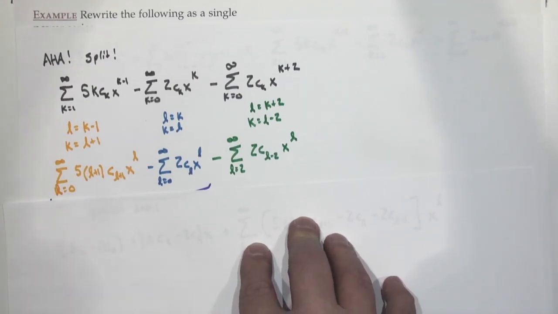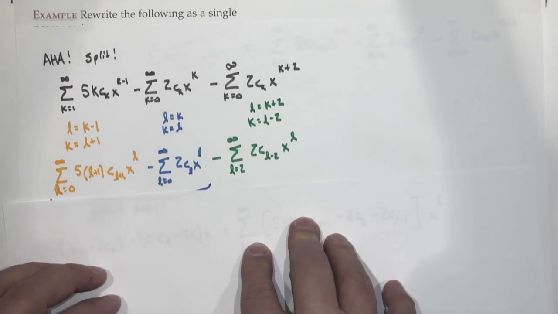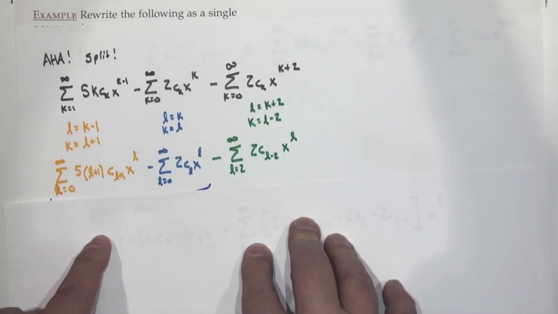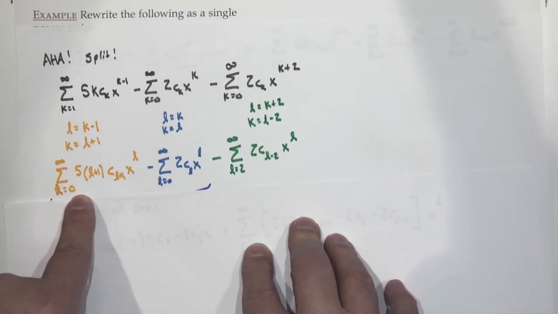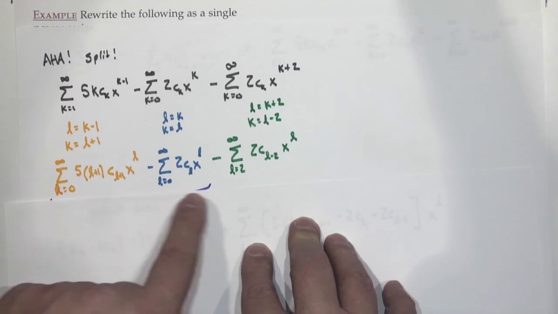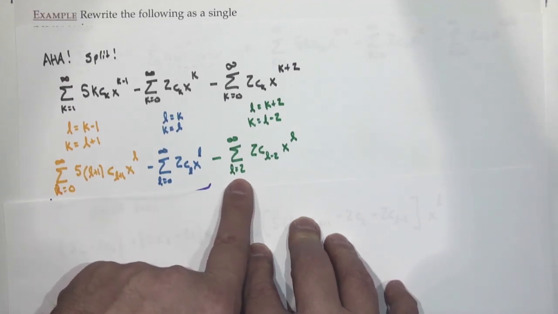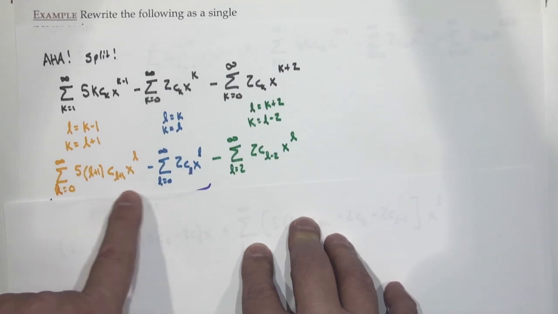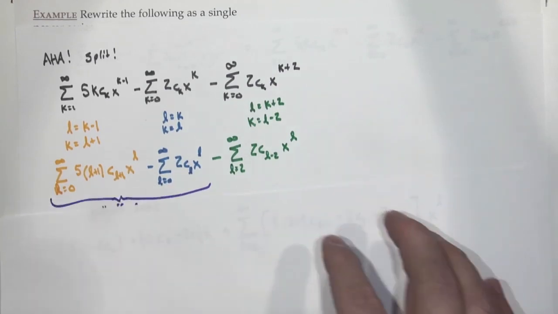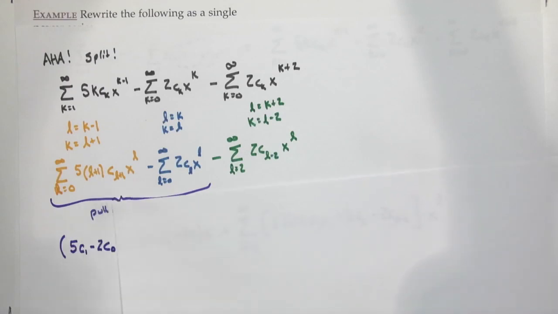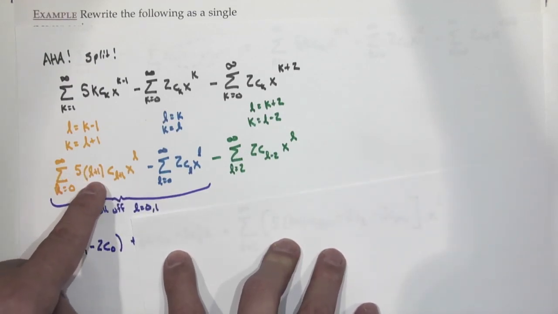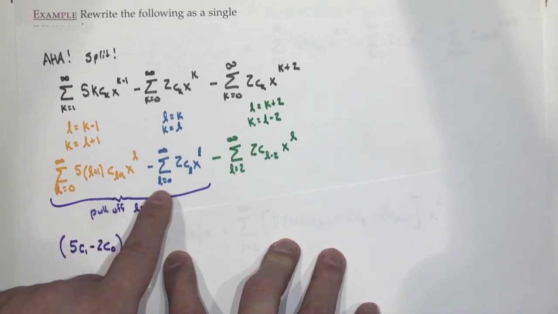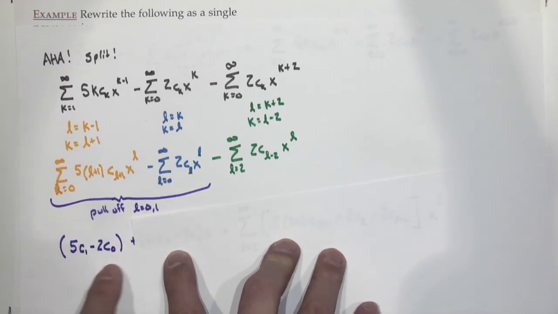Are we ready to push these together? What's wrong? Got to pull terms off. Where do we need to pull terms off of? How many terms do we have to pull off the first one? 0 and 1, right? Because our common start will have to be 2. So we're going to pull 0, 1 off here, and 0, 1 off here. All right. So when we pull off 0, we can just plug in 0. We get 5 times 1 times c sub 1. Here we get 2c sub 0.